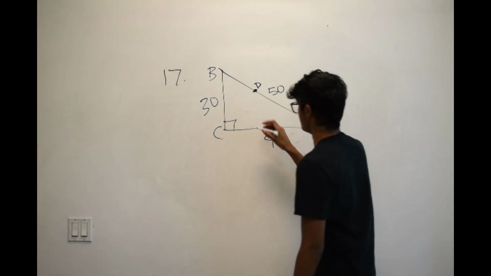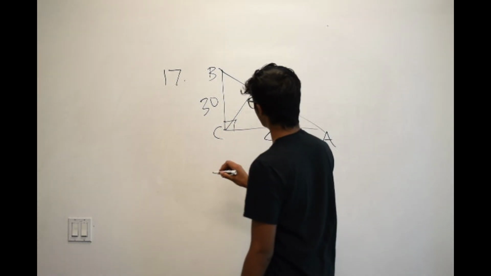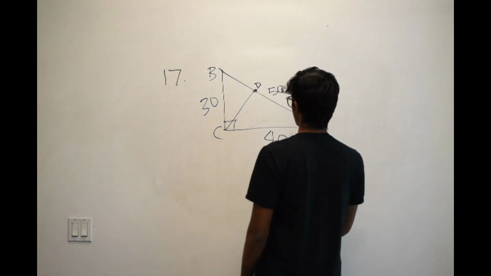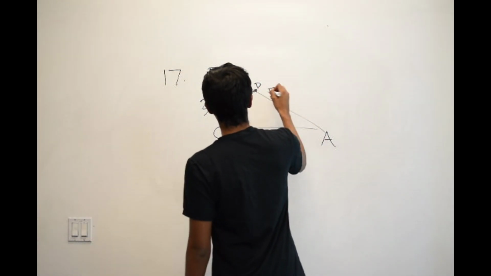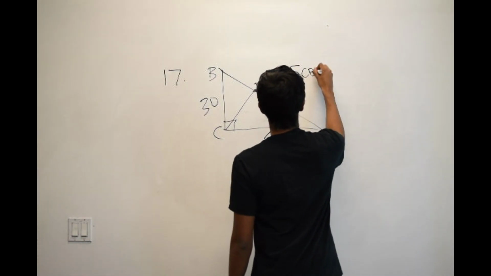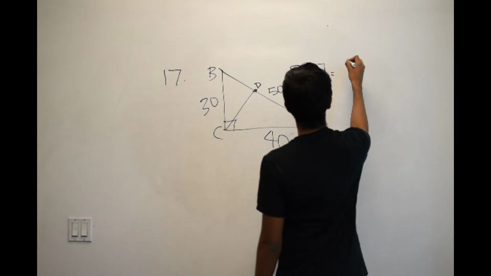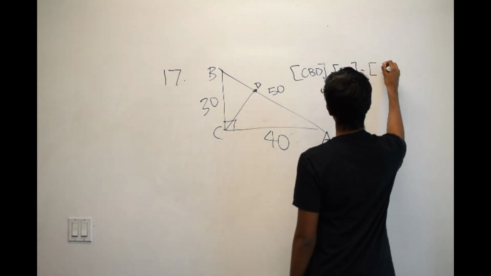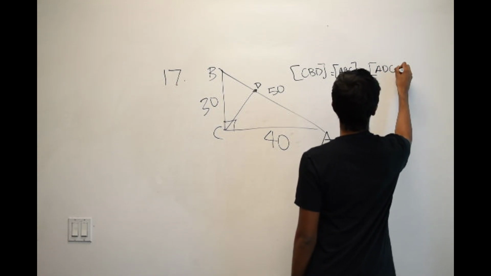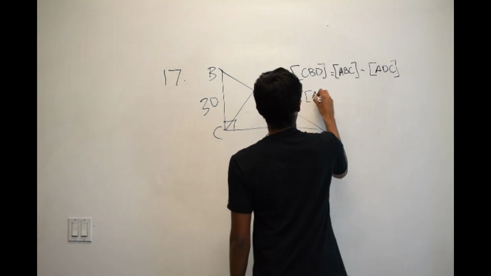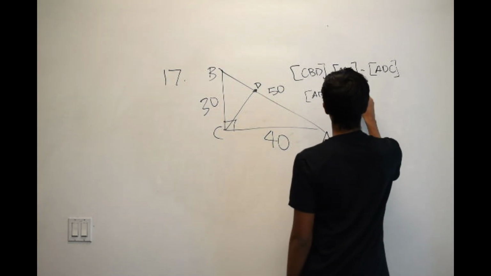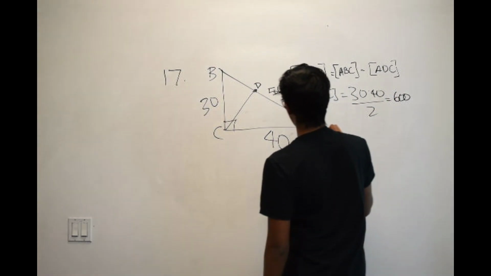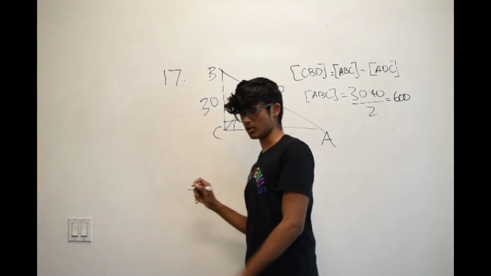They're asking for the area of triangle CBD to be larger than 200. So the area of CBD is equal to the area of ABC minus the area of ADC. So the area of ABC equals 30 times 40 over 2, which is 600, and now it wants the area of CBD to be larger than 200.